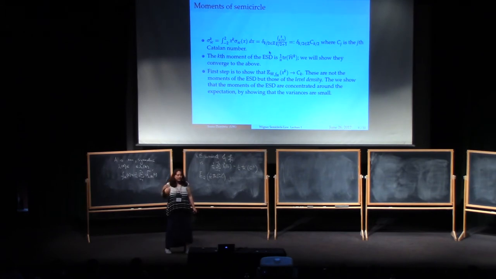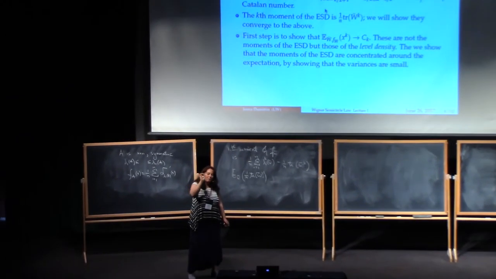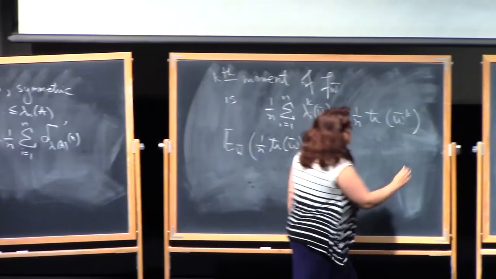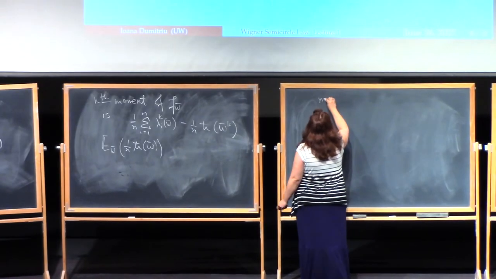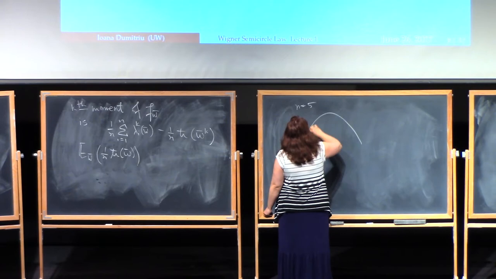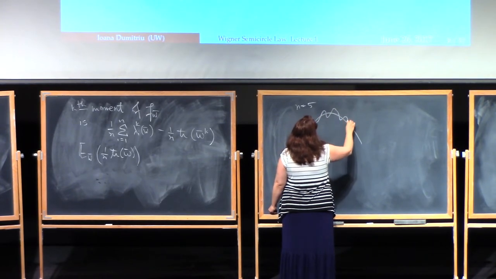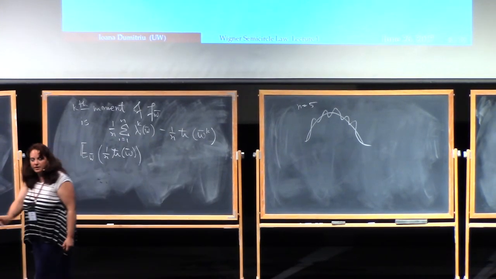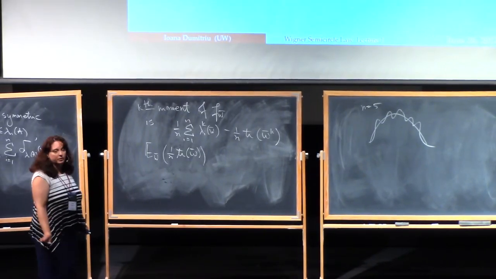Okay, and if you were to plot the level density against the semicircle, you would see what I like to call finger plots. So essentially for any n, you would see a little bump around the semicircle. It would look something like this. Suppose that you were looking at n equal to 5, you would have the semicircle like this, and you would see something that has 5 bumps, kind of like that. But that's the level density, which is the average of the empirical spectral distribution.